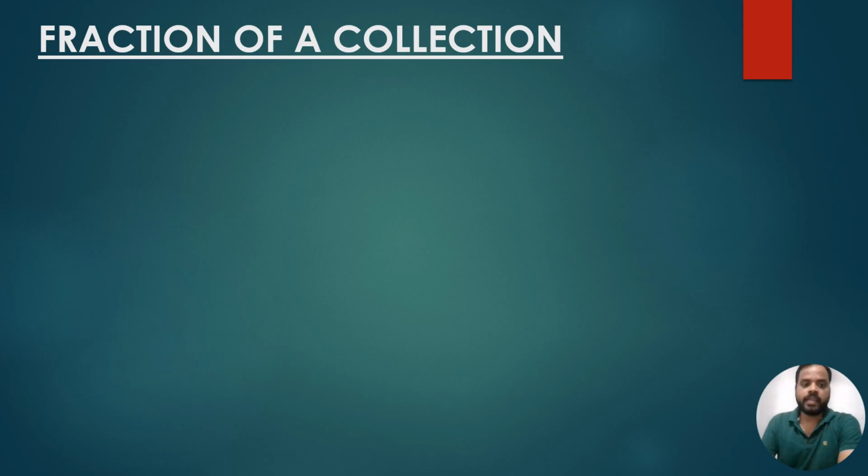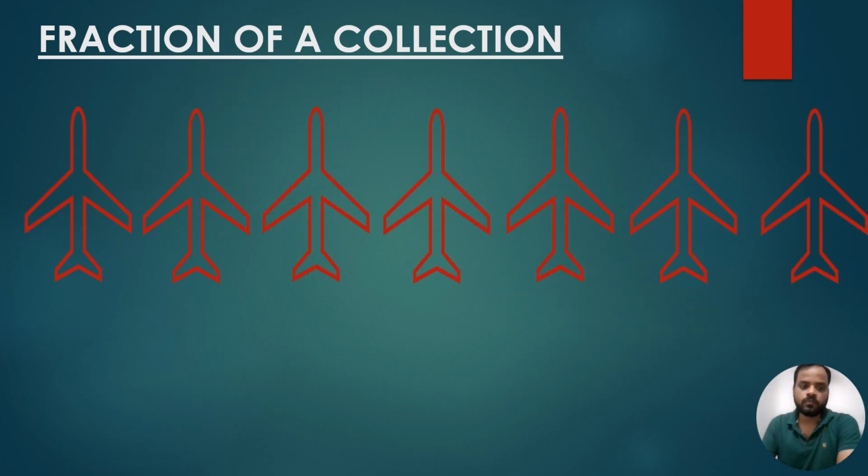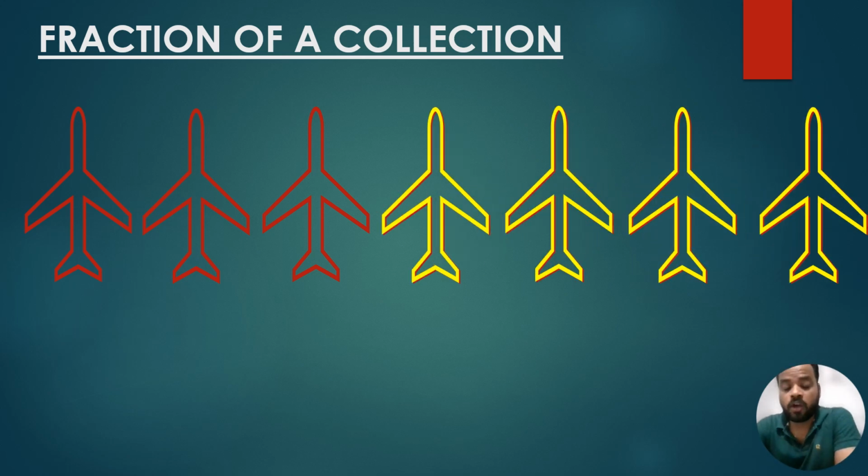Next, we will understand the fraction of a collection through another example. Here, how many aeroplanes are given to us? We are given 1, 2, 3, 4, 5, 6, 7 aeroplanes. Out of the 7 aeroplanes, we colored 4 yellow. Now we want to understand what is the fraction represented by the yellow aeroplanes and what is the fraction represented by the red aeroplanes.